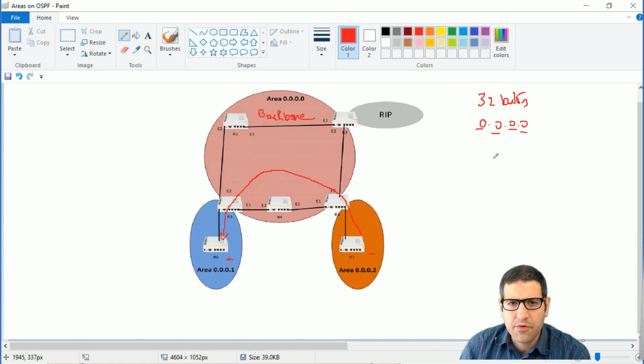Also, MikroTik allows you to put a name on the area. Like here, the default name of area 0.0.0.0 is backbone area. Now after we have learned about the areas, let's talk a little bit about the routers inside the areas. So this is the backbone area. Let's look inside of it now.